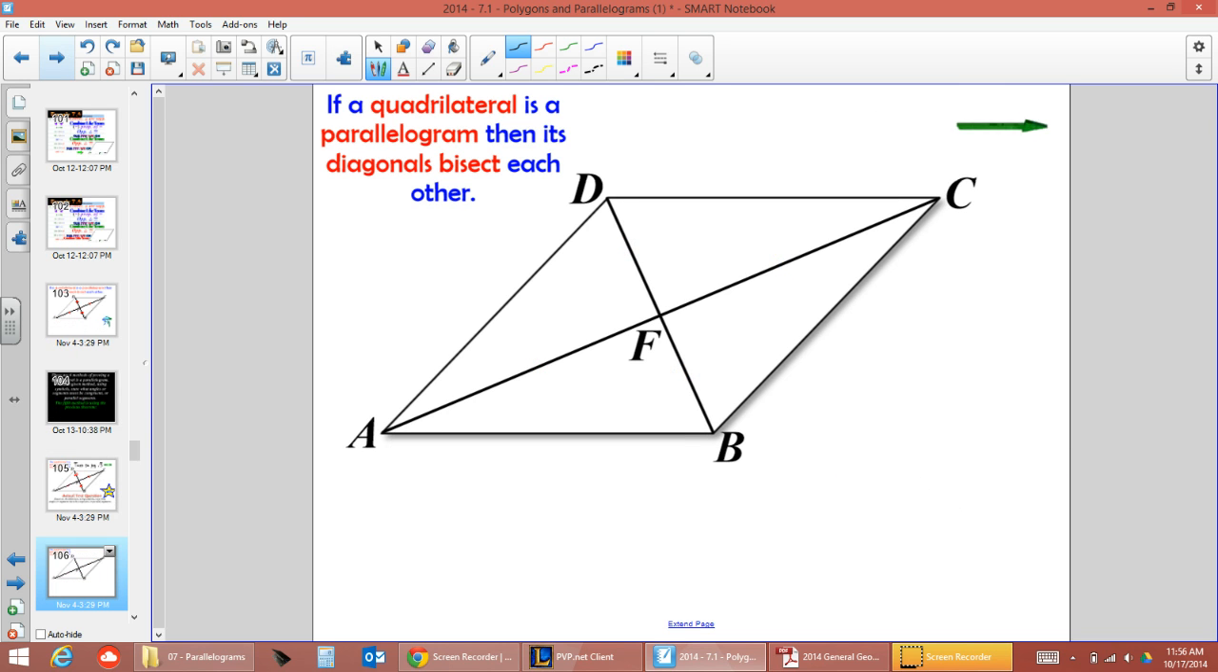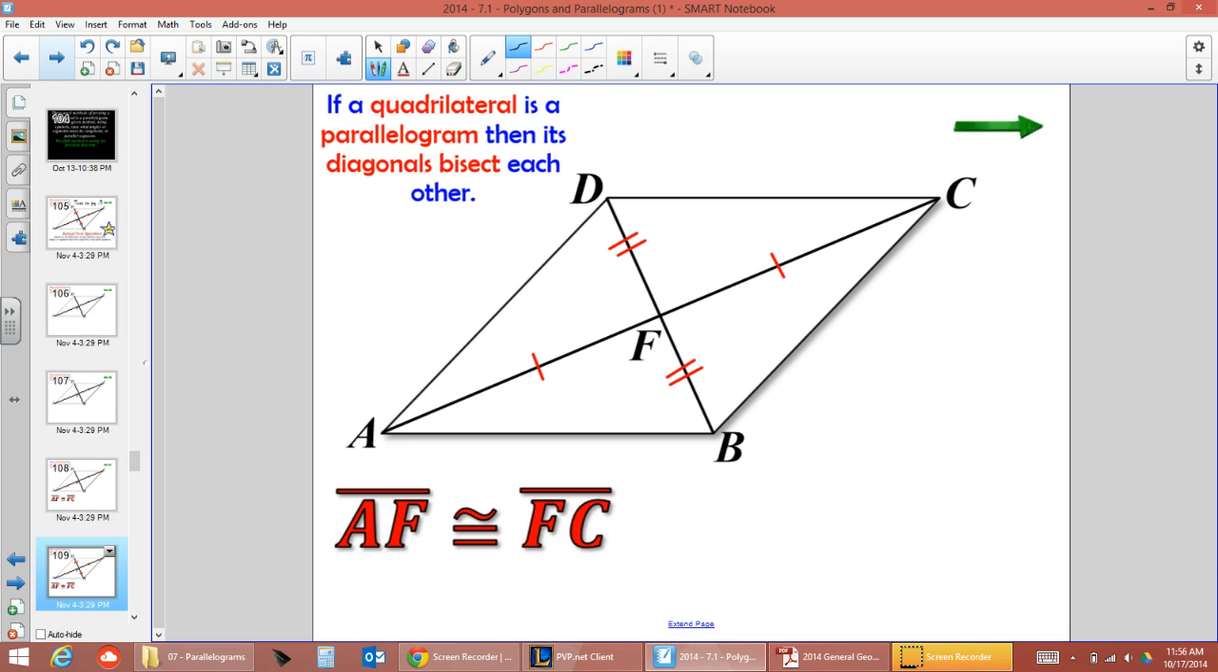So I look here, I say diagonals bisect each other. Well, if they bisect each other, then the diagonals cut each other in half. So I mark the diagram. I say, okay, these two are equal to each other. Well, let's put that in symbols. I say AF is congruent to FC. But also DF is congruent to FB.